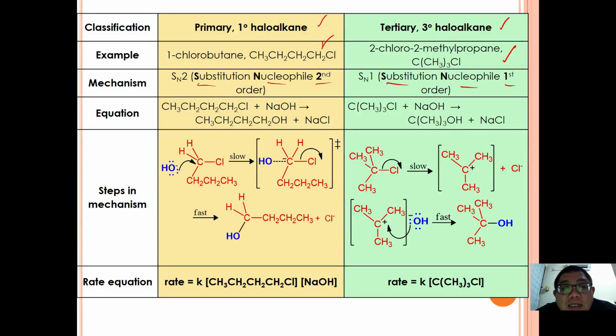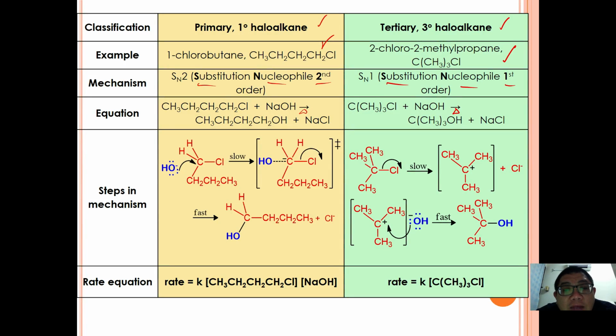So these are the general equations for the reactions, where 1-chlorobutane reacts with sodium hydroxide under reflux to form butan-1-ol, while 2-chloro-2-methylpropane reacts with NaOH under reflux to form 2-methylpropan-2-ol.